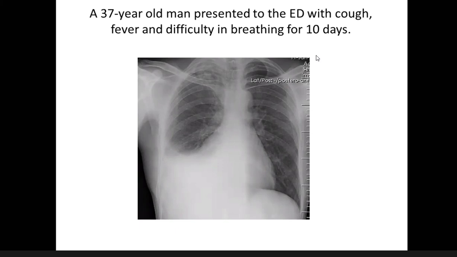So what would be the complete diagnosis? Given the history, the chest X-ray, and given the question, what is the most likely complete diagnosis?